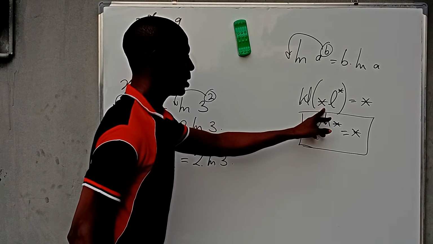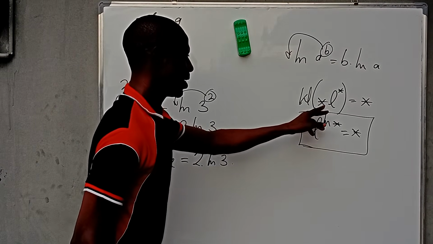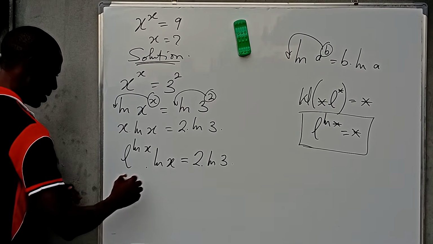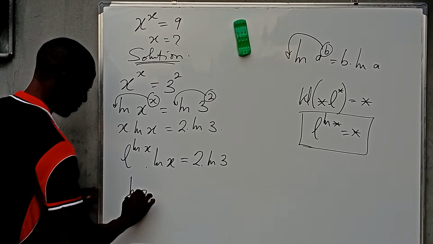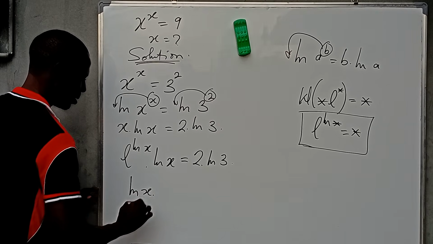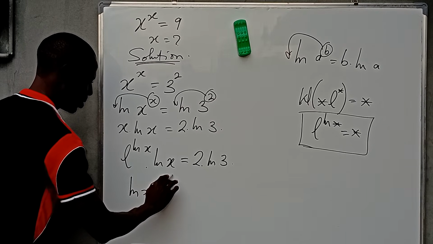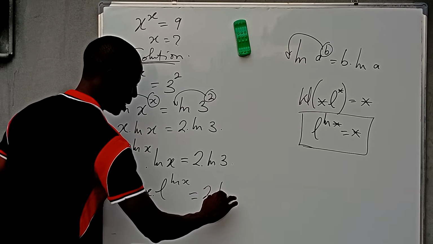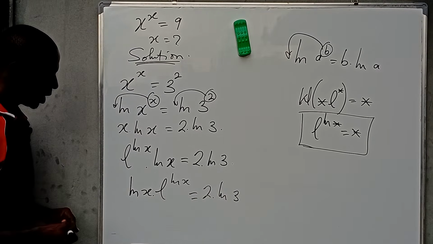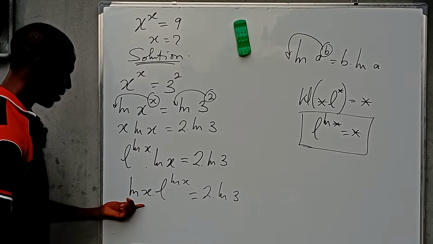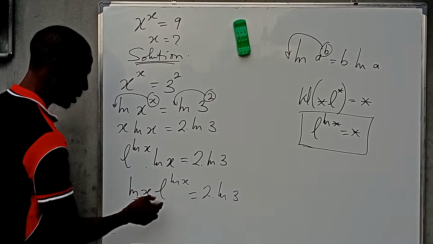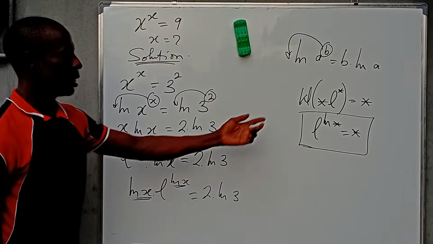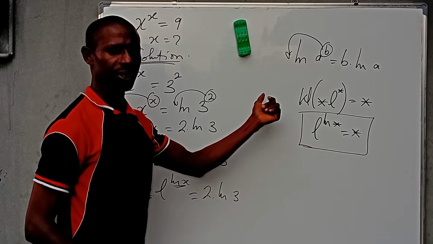Remember this is what we want to apply. And so we have to check it out here. It's the same thing here. So rewriting this to give us a clearer view of it, we have the ln of x times e raised to the ln of x. This is equal to 2 times the ln of 3. Now look at this here. What we have at the base here now is the same thing we have at the exponent here. So the Lambert W function can come into the system here.